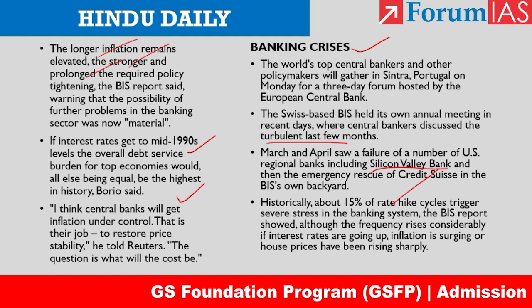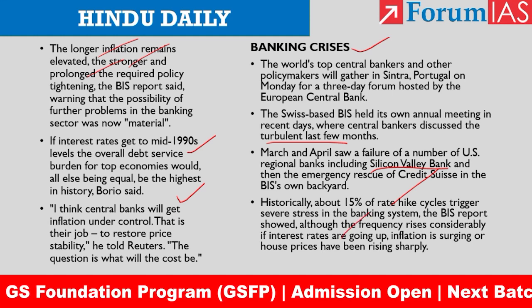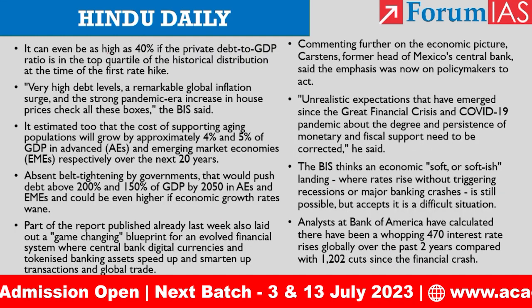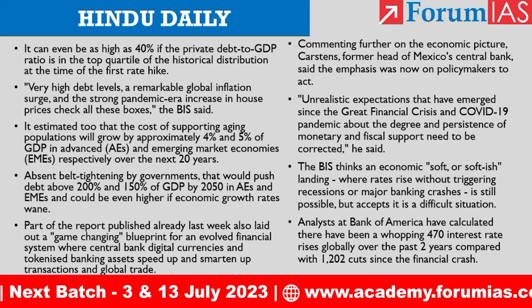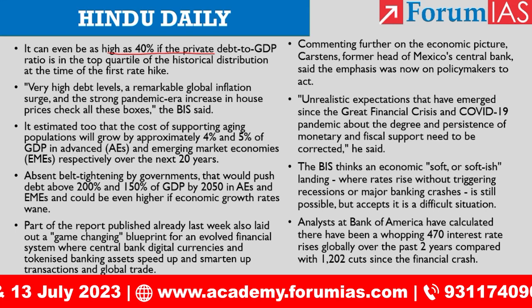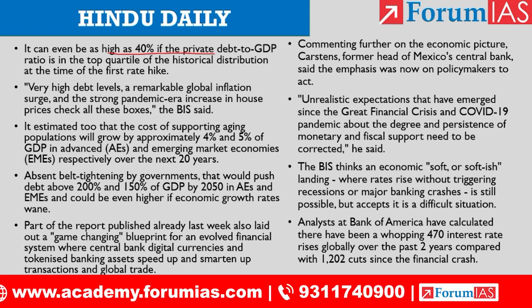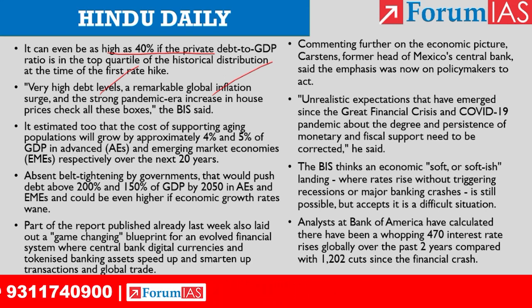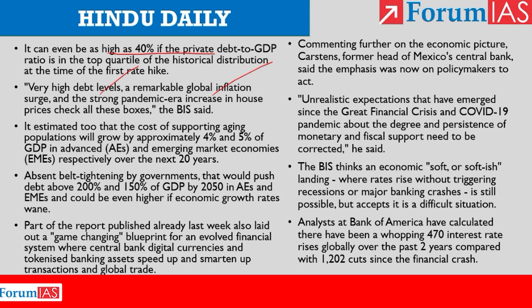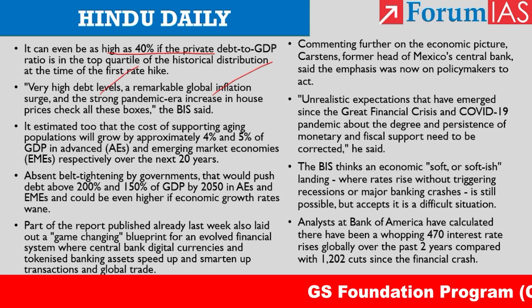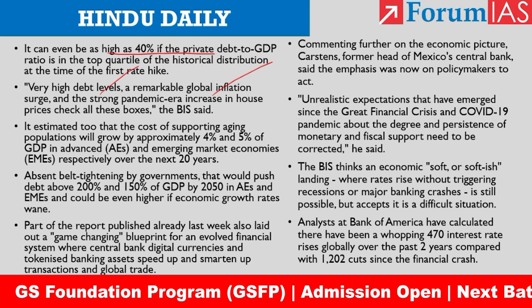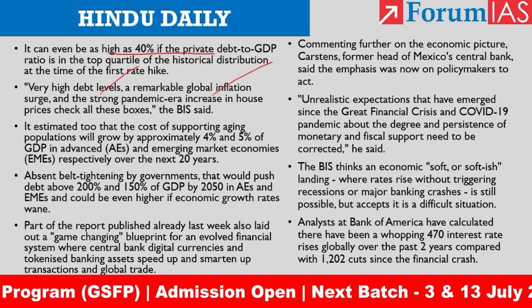So why is this happening? Because interest rates are going up, inflation is also increasing, and housing prices have also been increasing sharply. How much has it increased? It has increased to 40% of private debt to GDP. Next, they are saying there are very high debt levels, a remarkable global inflation surge, and a strong pandemic-era increase in house prices. All these are leading to the banking crisis. And next, the cost of supporting an aging population. In the Western countries, aging populations are increasing, and this will cost 4 to 5% of GDP in advanced and emerging market economies in the next 20 years.